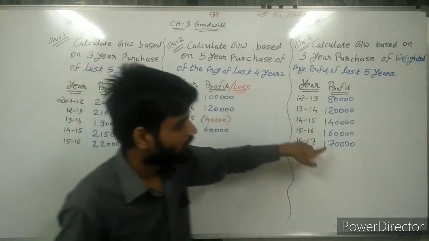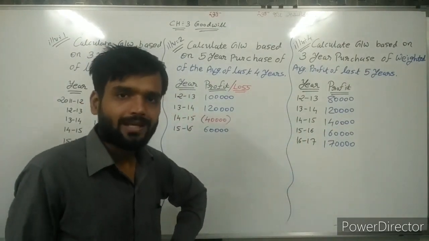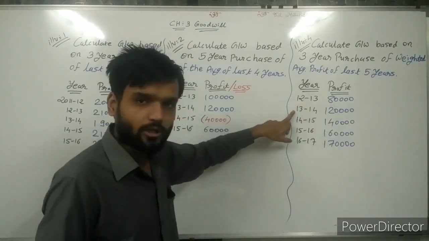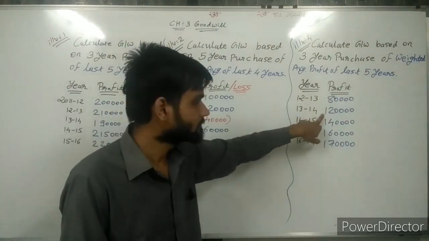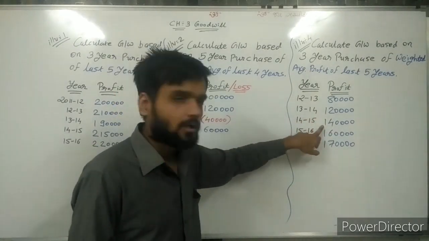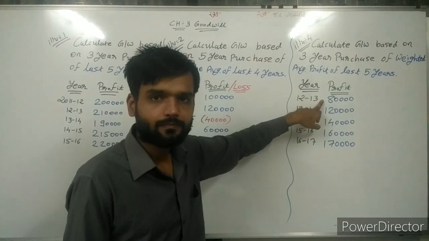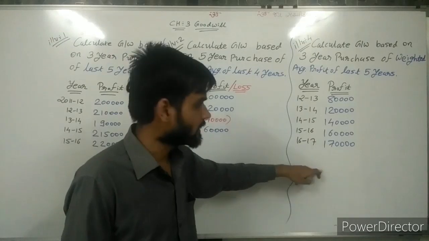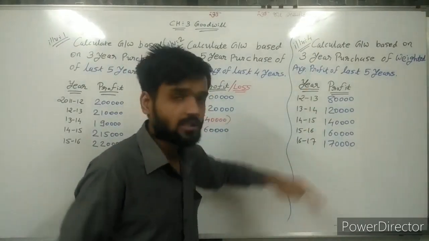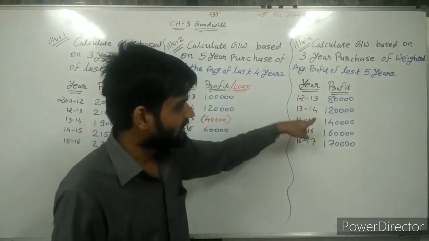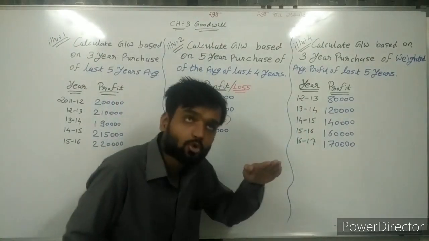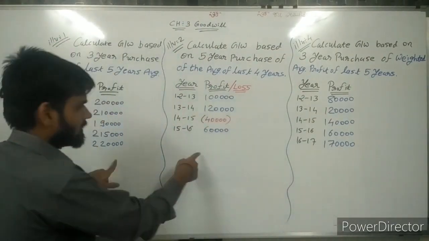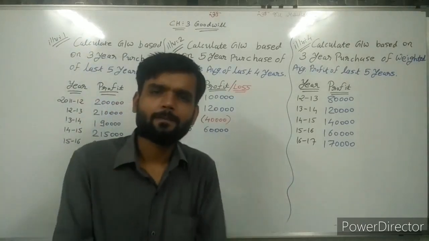Now we are talking about the third sum. In the third sum, 12-13 is 80,000, 13-14 is 1,20,000, 14-15 is 1,40,000, then 1,60,000, then 1,70,000. Year wise, every year profit is increasing. So this firm is growing every year. But in the others, some variations are there.